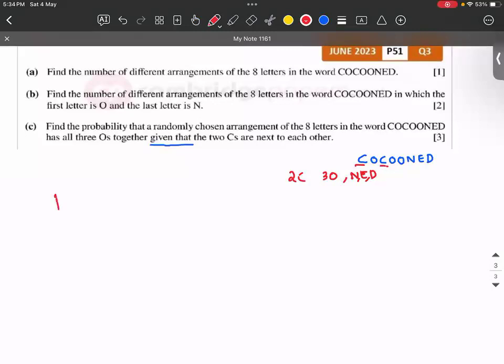So, probability of getting 3 O's together, given that. So what is the meaning of given that? This is a conditional probability question. So 3 O's given that 2 C's are next to each other. For the sake of convenience, I'm just writing 3 O's as 3O, and 2 C's as 2C. So the question is to find the probability of 3O given 2C.